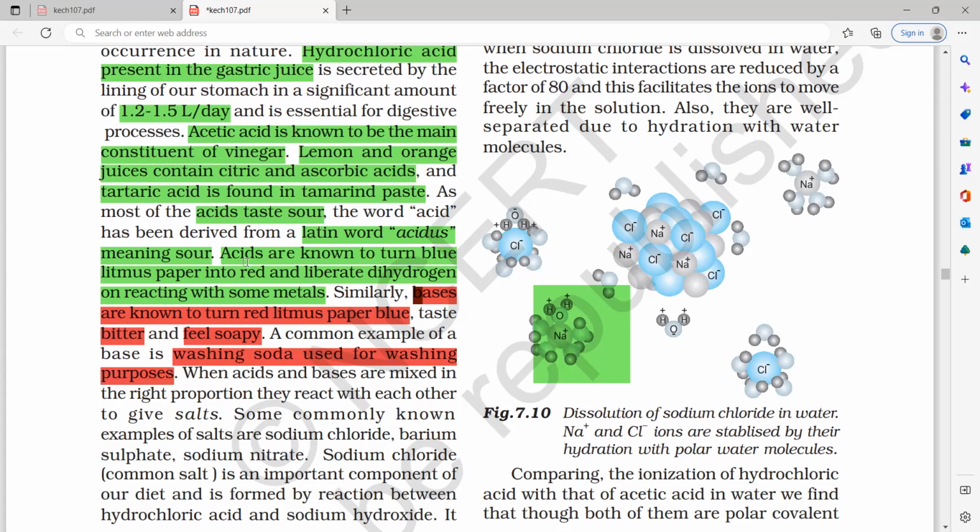And what was this? From our earlier classes, we know this is very much simple. Acid plus base, we will get salt plus water. And this reaction is termed as neutralization reaction.